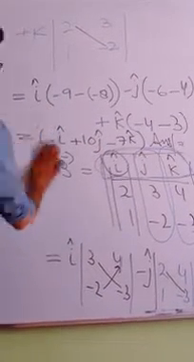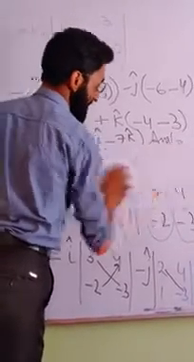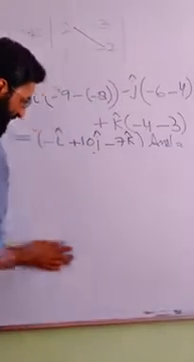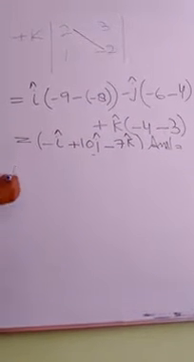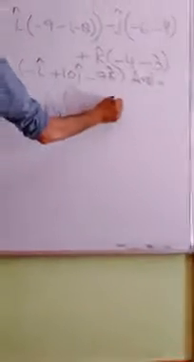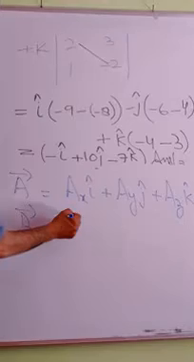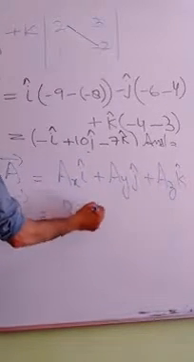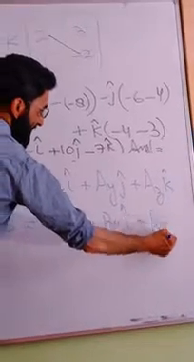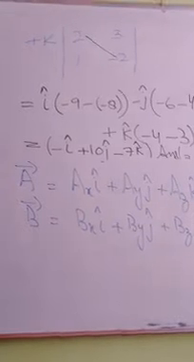Suppose we have two vectors A and B given in terms of their components. Suppose we have vector A equal to AX i cap plus AY j cap plus AZ k cap. And we have vector B equal to BX i cap plus BY j cap plus BZ k cap.